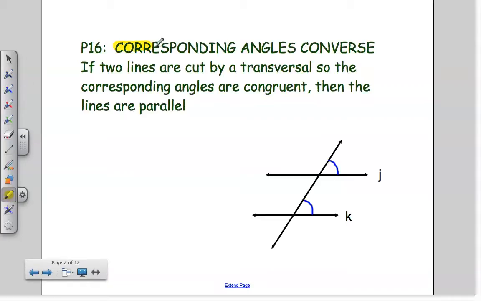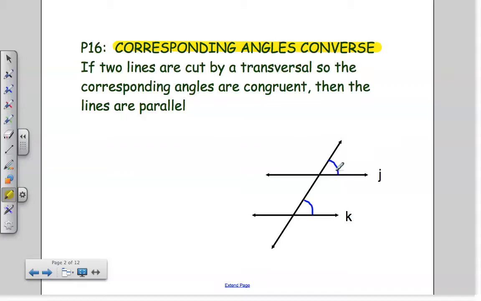Now you notice the word converse in here. Remember that with a converse, you're flipping the if and then of a statement. Now, when we started with corresponding angles yesterday, we said if two parallel lines are cut by a transversal, then corresponding angles are congruent. Now today, we flip the if and then, and we say if we see two lines cut by a transversal and corresponding angles are congruent, then those lines have to be parallel. So it reverses the order. We don't know the lines are parallel, but we do know corresponding angles are congruent. Therefore, the lines have to be parallel.